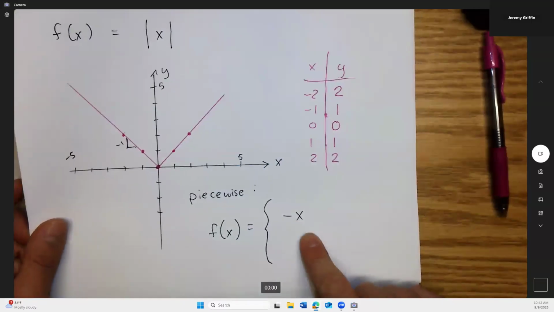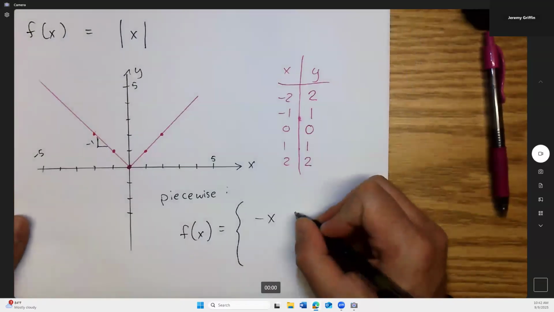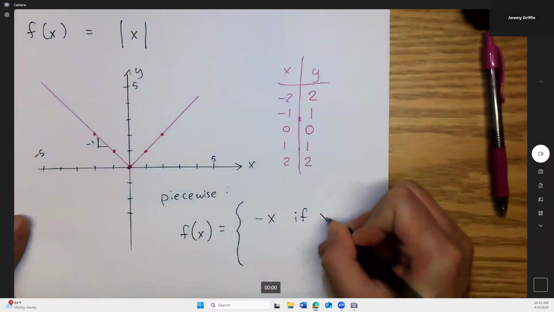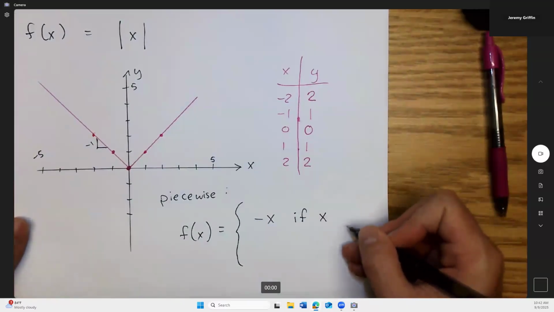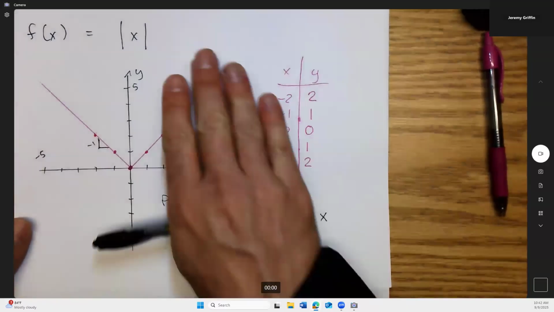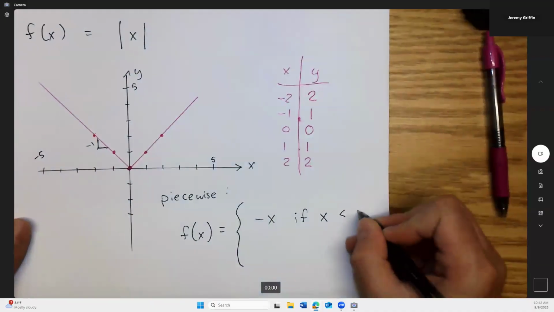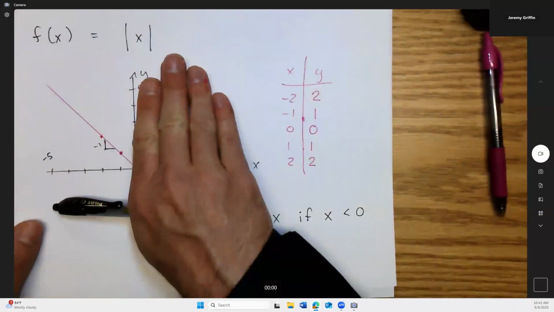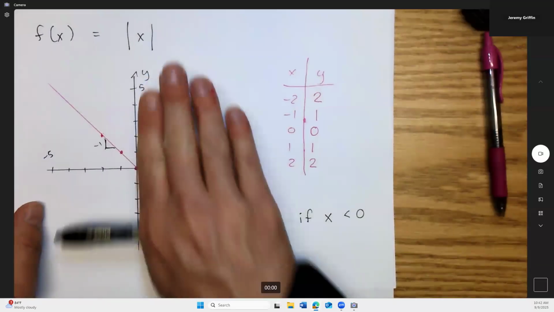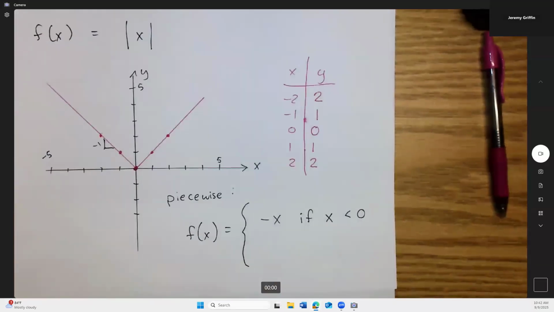Now, since this is a piecewise, this is only true if x is what? That only works for x less than 0. As long as x is negative, like the left side of the graph, then y equals negative x. But there's another half to the story. Are you guys okay with this so far? Any questions?